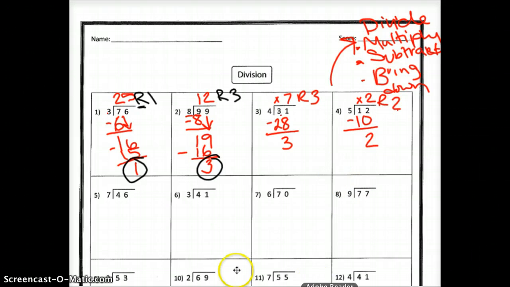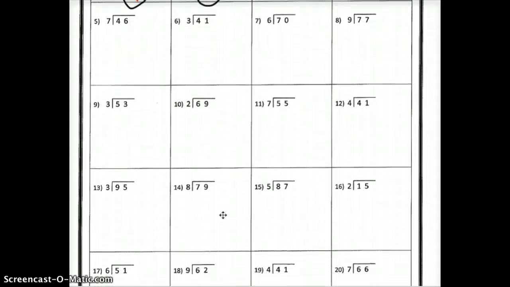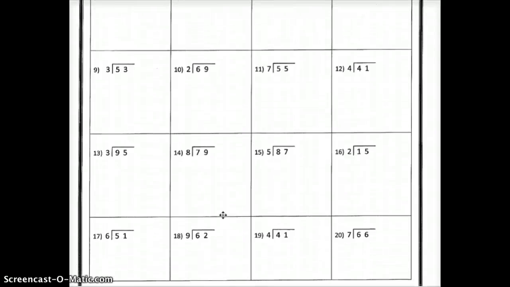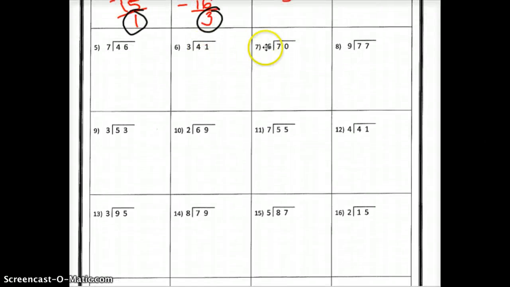Alright, go ahead and continue working on the rest of this page. As soon as you are done, raise your hand for a star. And then we're moving on to your homework.